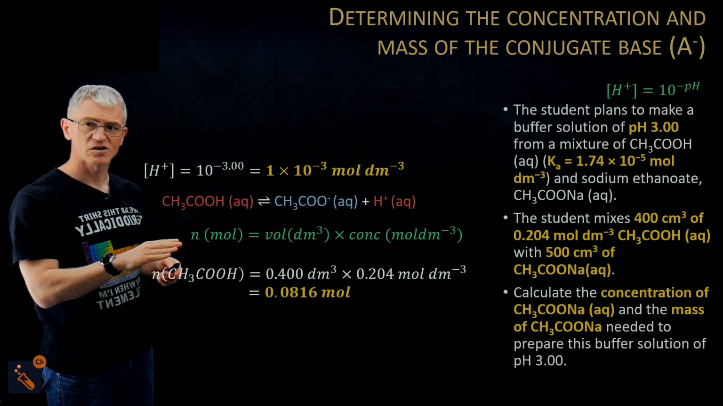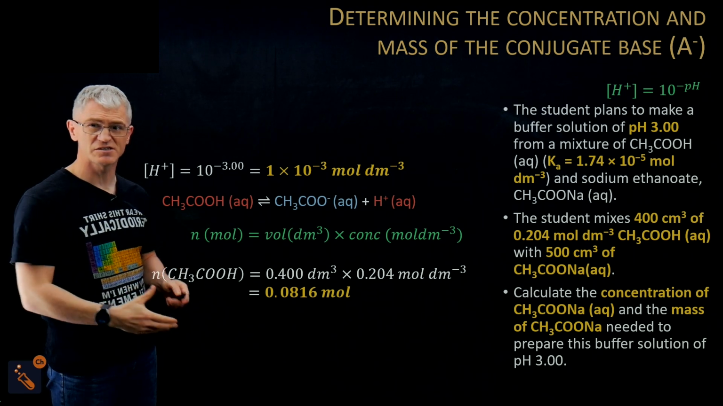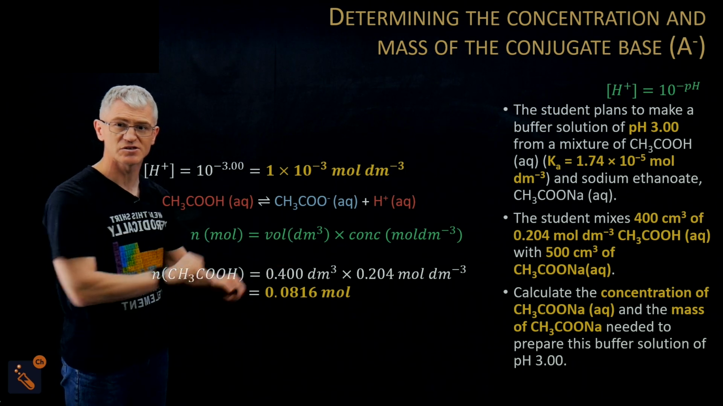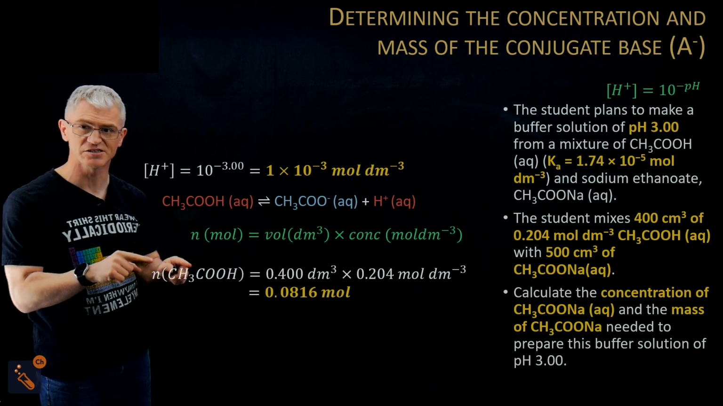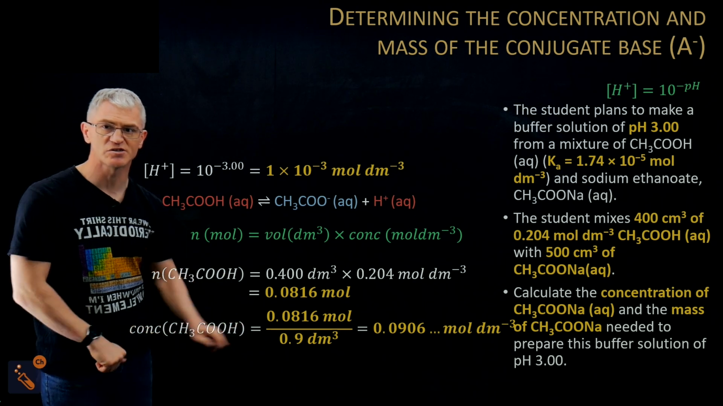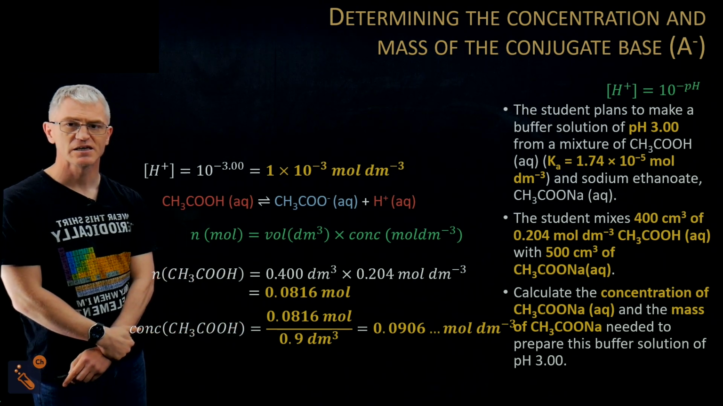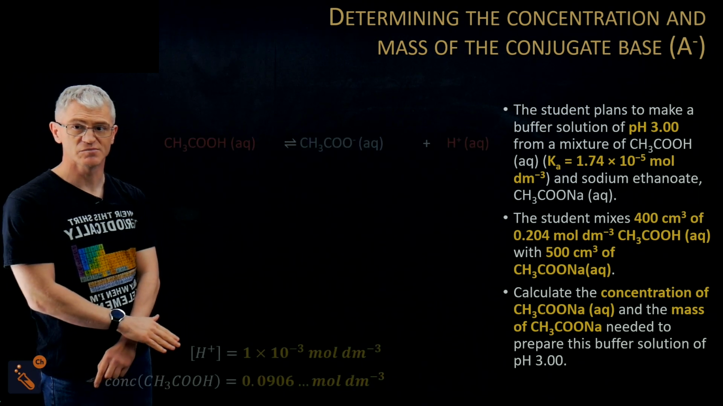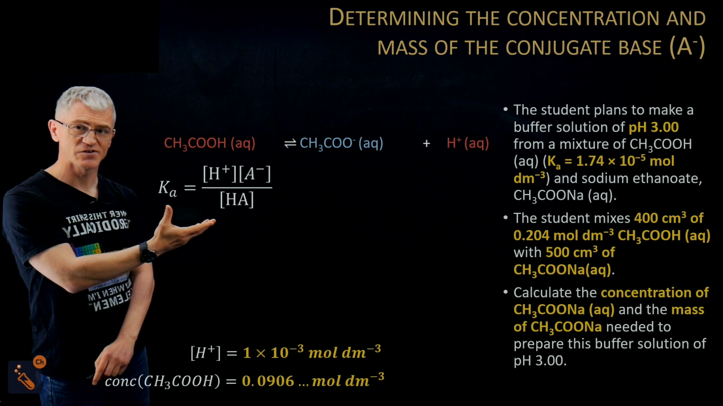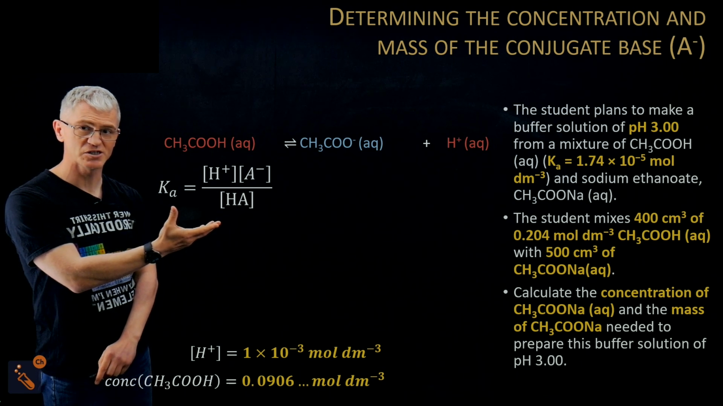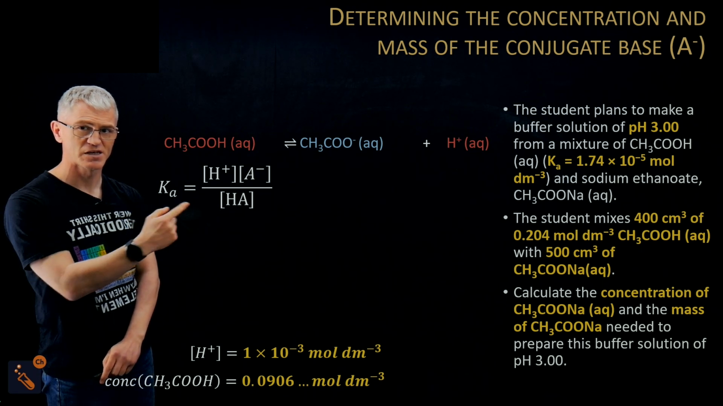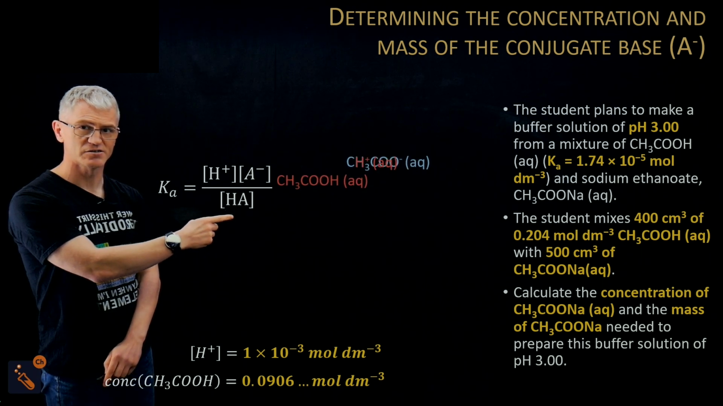We're doing the same thing we've done in all of the rest of the questions. 400 centimetres cubed is 0.4 decimetres cubed, times the concentration gives you the moles of HA. We then find the new concentration of HA by dividing by the total volume. Okay, and we've got a concentration. Let's put those down at the bottom. Then we've got our equation here. We need to have our Ka to put the numbers in. So we've got this, and we've got this, and the expression looks a bit like this.